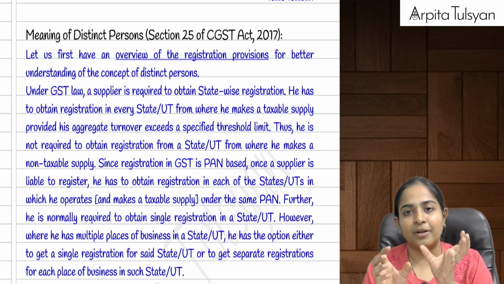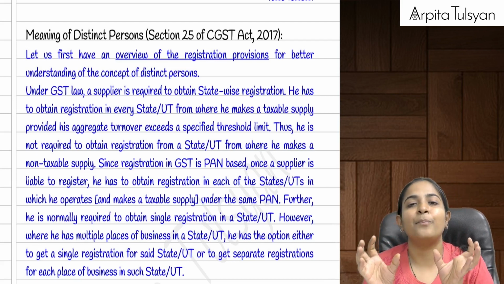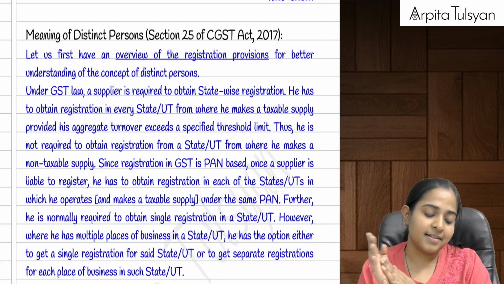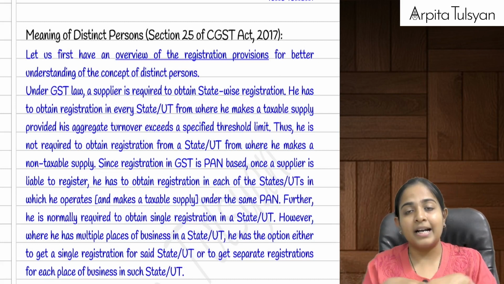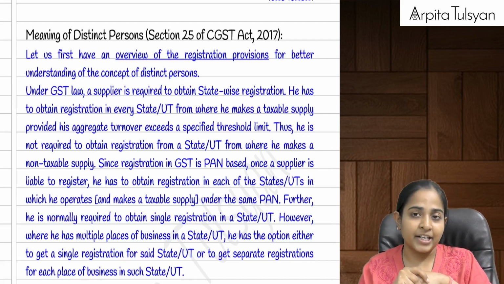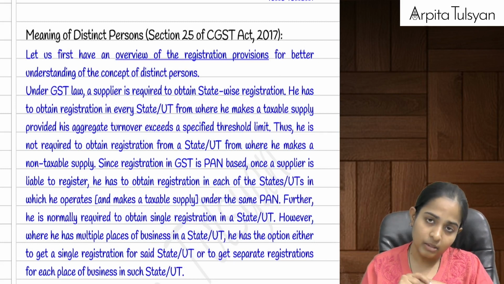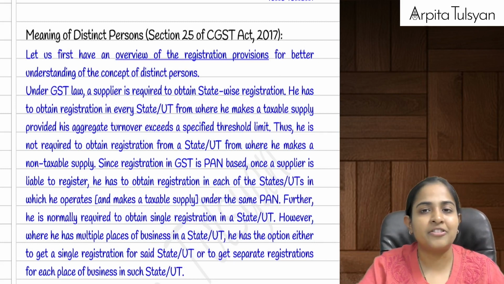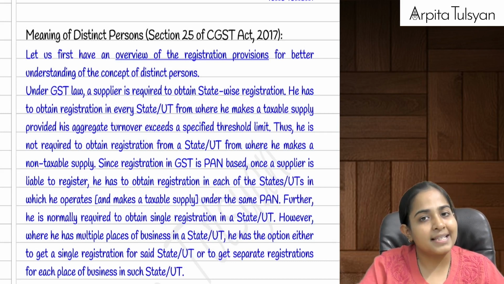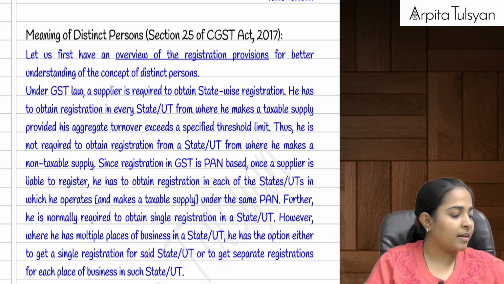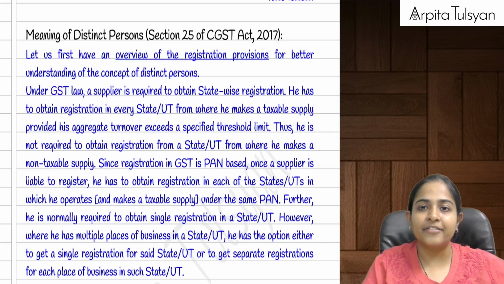If you have taken separate registration within the same state, then in such a case, any transaction between the Mumbai branch and the Pune branch will be considered as coming under this particular Schedule 1 transaction, and even if it is done without any consideration, it will be called a supply. Are you clear with this, everyone?